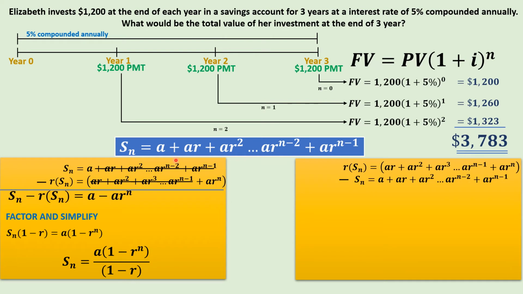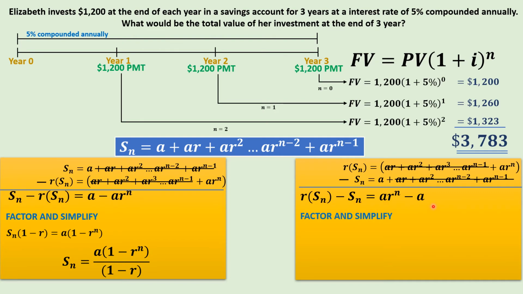So if I were to do that, I've just reversed the order, and I'm subtracting the bottom equation by the top equation. If I do that, I'm left with R multiplied by S sub n, minus S sub n, is equal to A, which is your start term, multiplied by the common ratio to the power of n, and subtract your start term from that. My bad, subtract your start term from that.